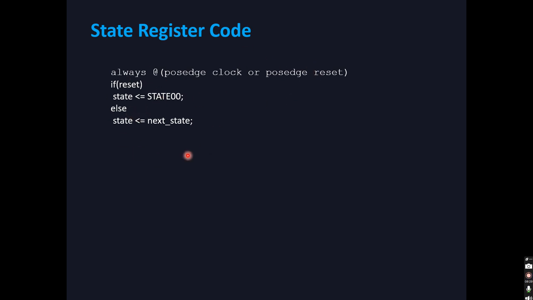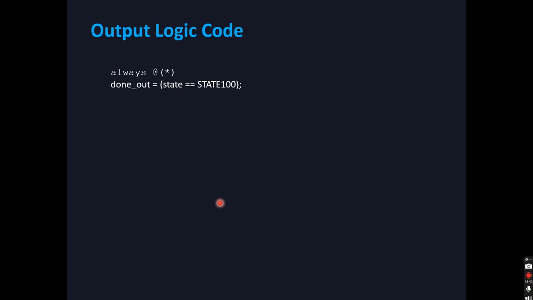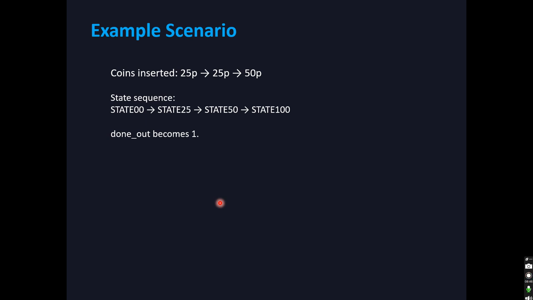And here the state. This is sequential logic we are writing, and this is the combinational logic. Right now I am giving it just for state 0, 0. You can implement the other states also. So this is the combinational logic, and this is the output logic, the main logic. And here, see, these are the coins inserted. How many types of coins are we using? 25, again 25, again 50. Like this we are going to insert them.